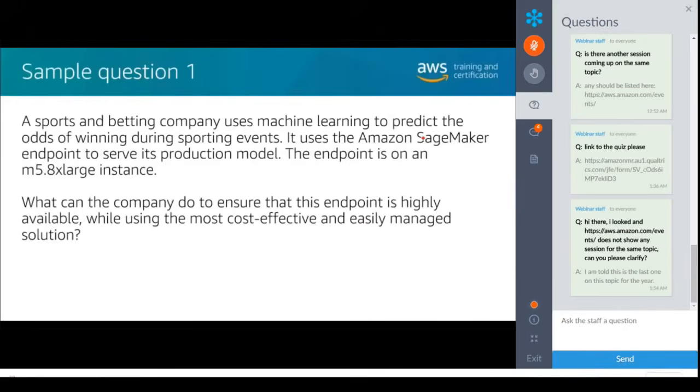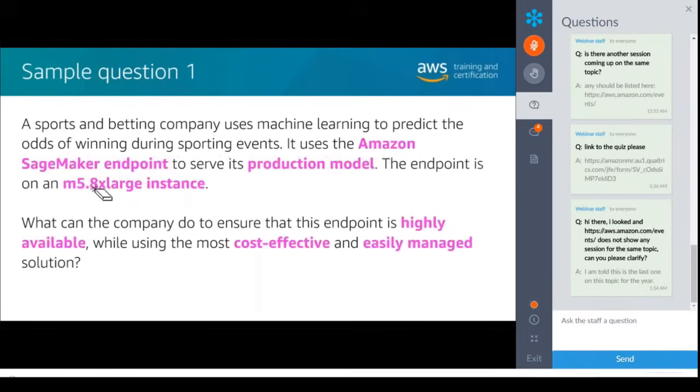A sports and betting company uses machine learning to predict odds of winning during sporting events. It uses a SageMaker endpoint to serve its production model. The endpoint is on M5 8xlarge instances. What can the company do to ensure that this endpoint is highly available while using the most cost-effective and easily managed solution? So it's a single instance. They want highly available. Those are the things that kind of pop out to mind for me. And also that they're not looking to spend crazy money.